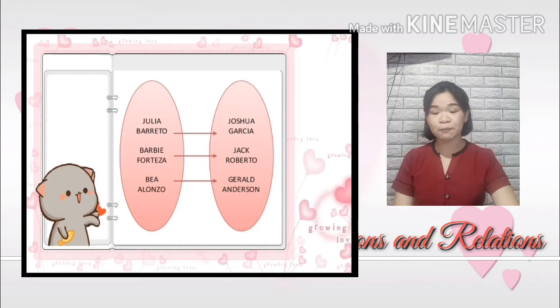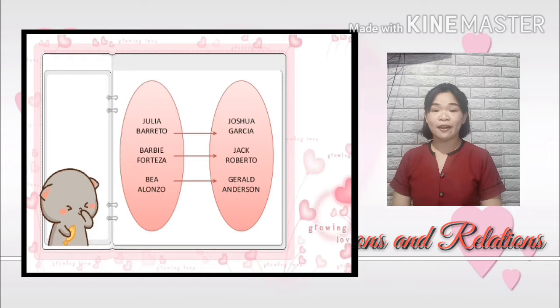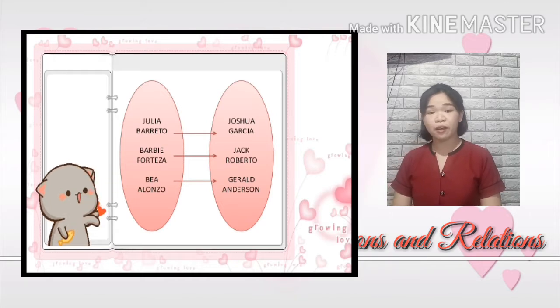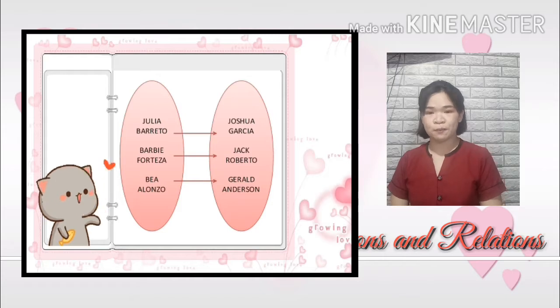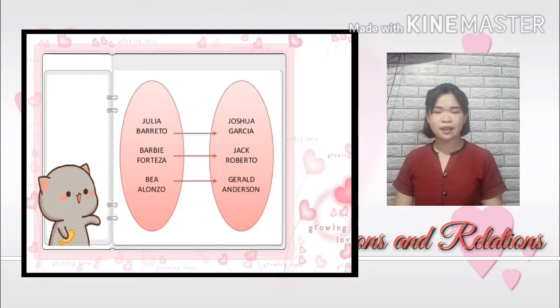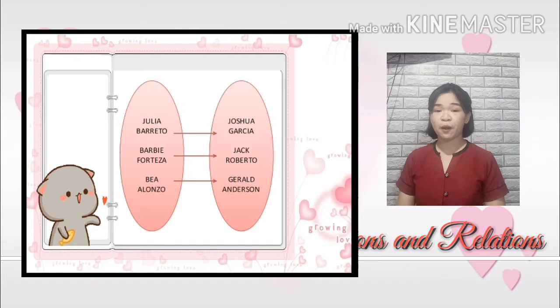Not until everything is good, not until Julia Barreto has a spread rumor that she is having an affair with Gerald Anderson. So starting from that, little by little, everything went blurred. Their relationship is starting to lose their function. So the concept of this one is highly similar to the concept of our relations and functions in mathematics. Why? So let's find out.